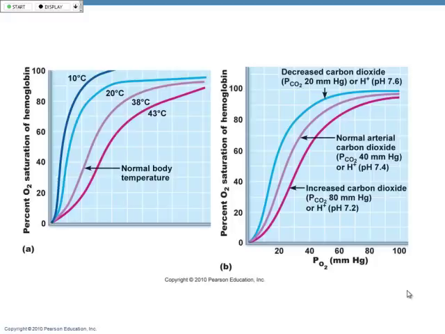How about over here? What's this? pH. What's optimal pH? Yeah, normal arterial carbon dioxide amounts, which equates to a normal pH of 7.4. 7.35 to 7.45 is your normal range, a very tight range for pH.